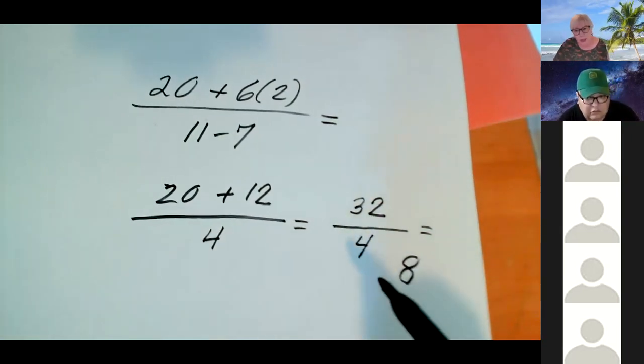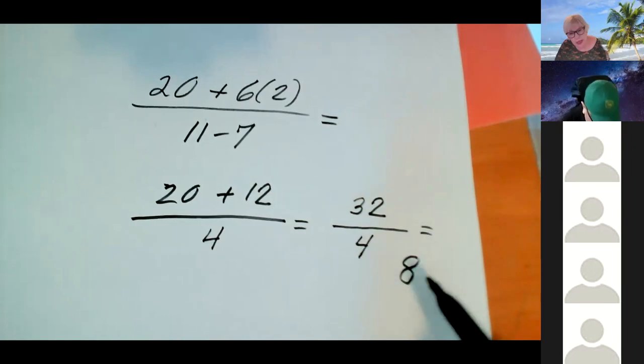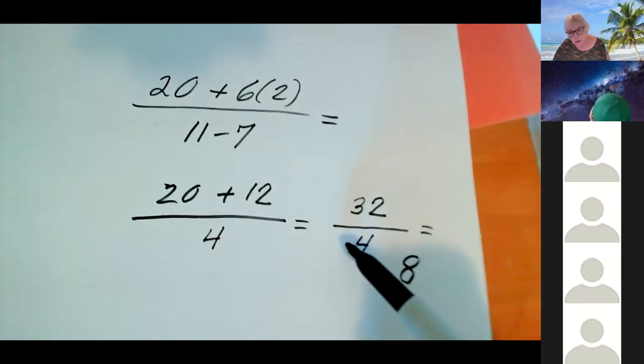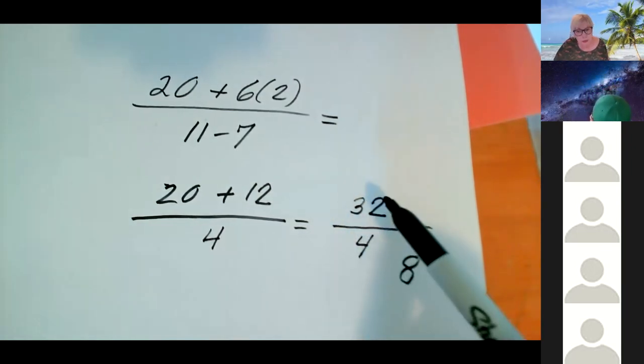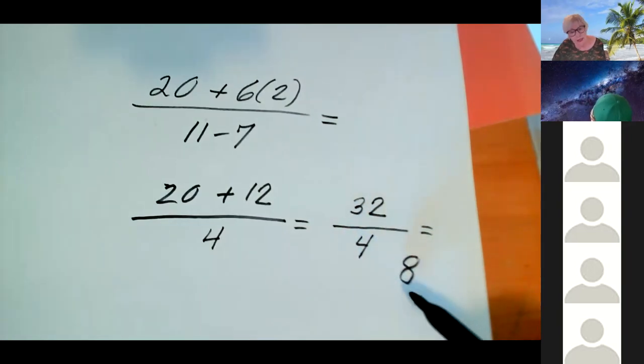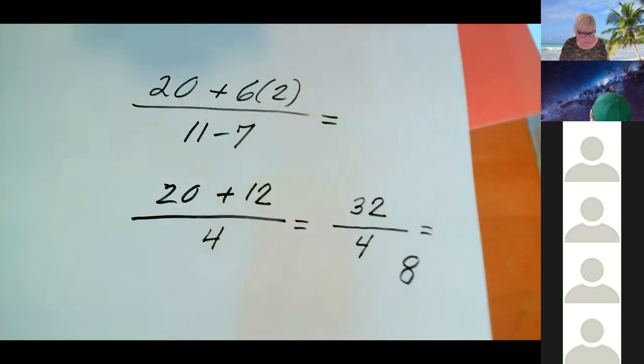Right? Because division and multiplication are tied at the hip. So 4 times 8 is 32, and 32 divided by 4 is 8. You need one to do the other. What do you say? Okay.